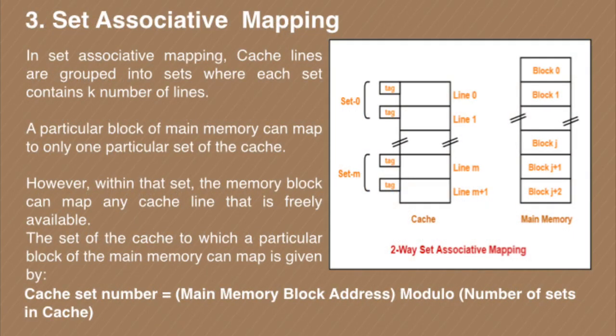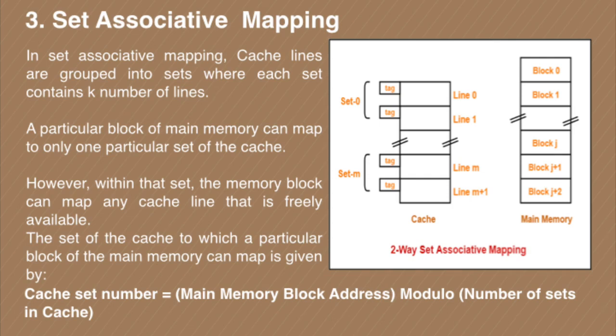Now we will discuss the last method, that is set associative mapping. In this method, cache lines are grouped into sets where each set contains k number of lines. A particular block of main memory can map to only one particular set of the cache. However, within that set, the memory block can map to any cache line that is freely available.